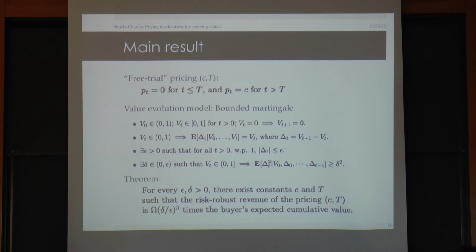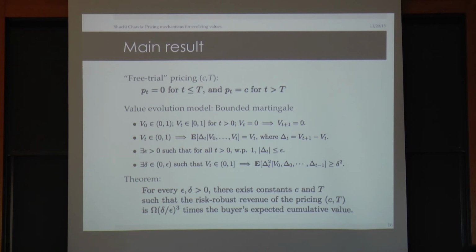So C is the price. It's like we give a free trial up to T steps, and then the price is C. How large is C? It's going to be some constant that depends on delta and epsilon. So delta is always smaller than epsilon? Delta is smaller than epsilon, yes, because epsilon is the upper bound, delta is the lower bound. Okay, the conditions are slightly different, but essentially delta is a lower bound on the size of the step, and epsilon is an upper bound on the size of the step.